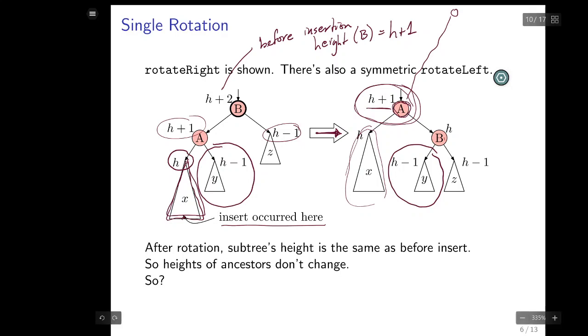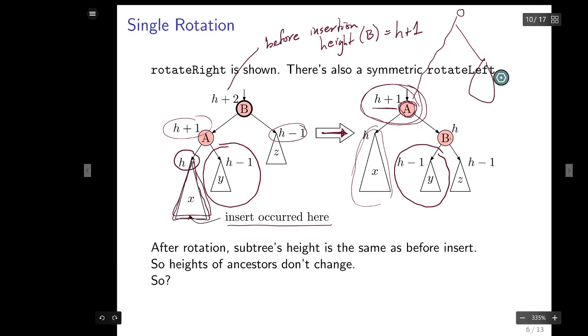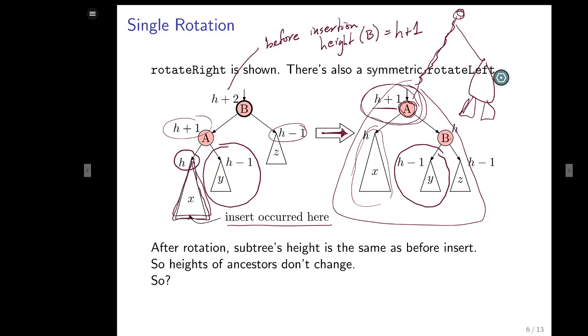I mean, all the heights that are out here, there's like zillions of subtrees all over the place. All these heights, what's going to happen to those heights? And in particular, what about all these heights? If we restore the height of this whole big tree that's sitting here to being H plus 1, which is what it was before the insertion, what happens to all the other heights? They don't change. Every other height in the tree is the same.